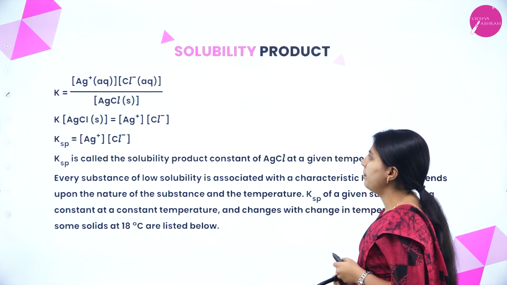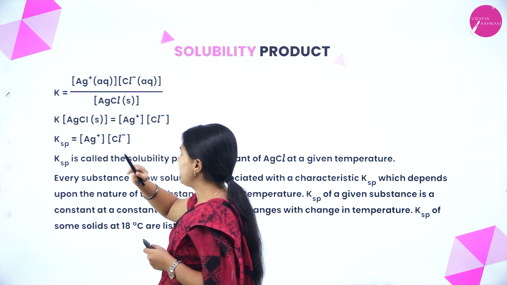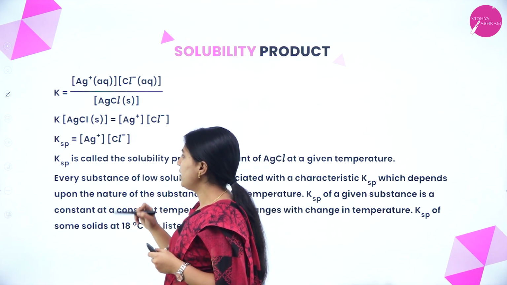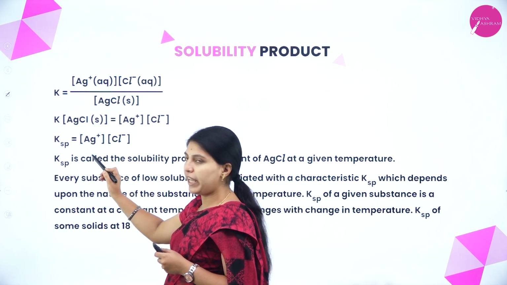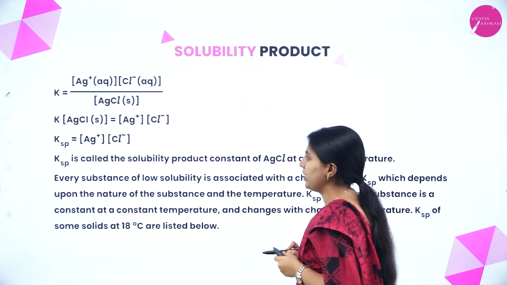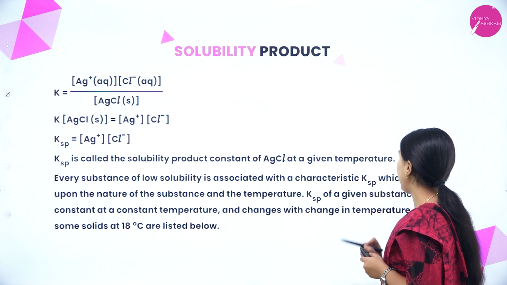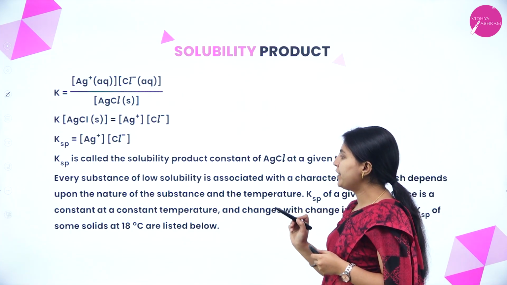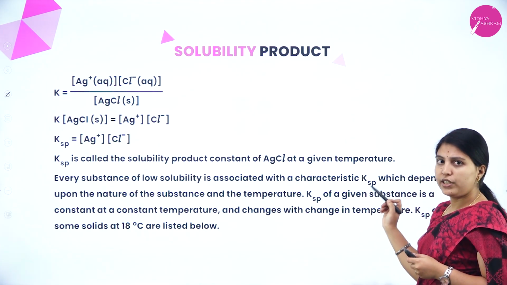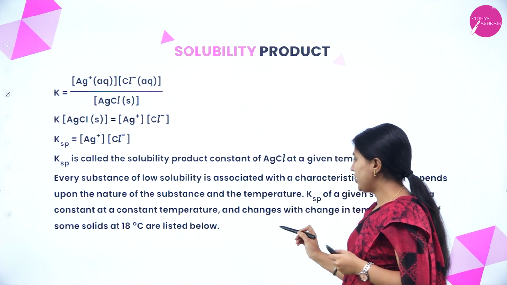For this equilibrium, concentration of product by concentration of reactant, the dissociation constant of AgCl, equals concentration of Ag plus into concentration of Cl minus. Then the solubility product of the sparingly soluble salt is Ag plus into Cl minus at a given temperature. Every substance of low solubility is associated with a characteristic Ksp, which depends upon the nature of the substance and the temperature. So the solubility product of a given substance is constant at constant temperature and changes with the change in temperature.